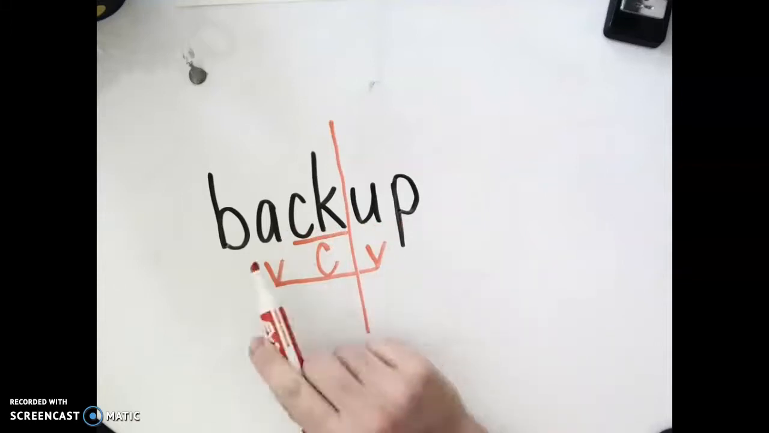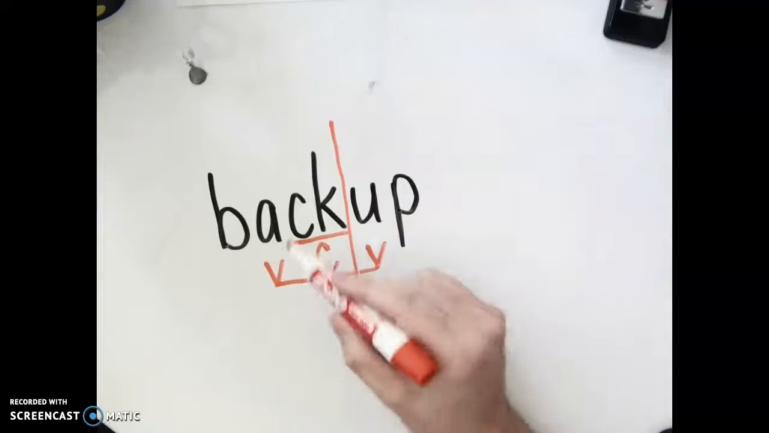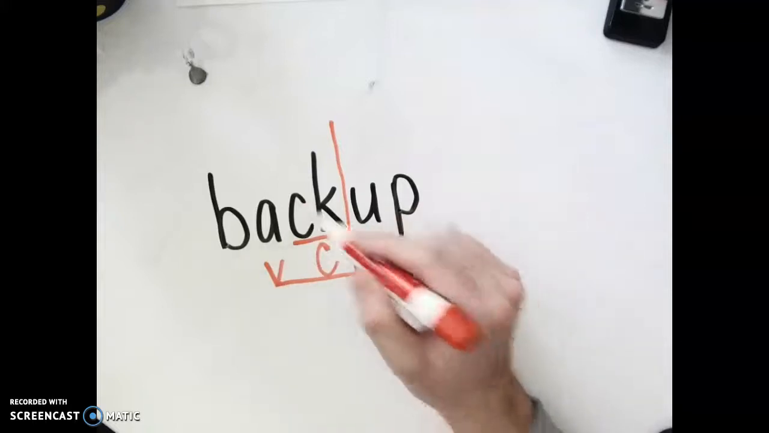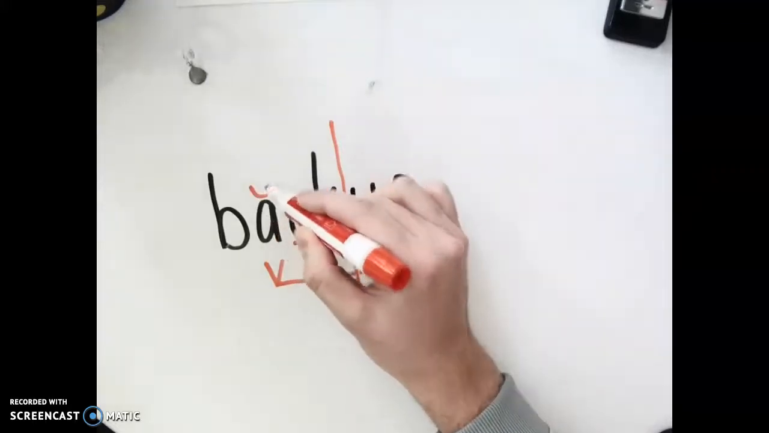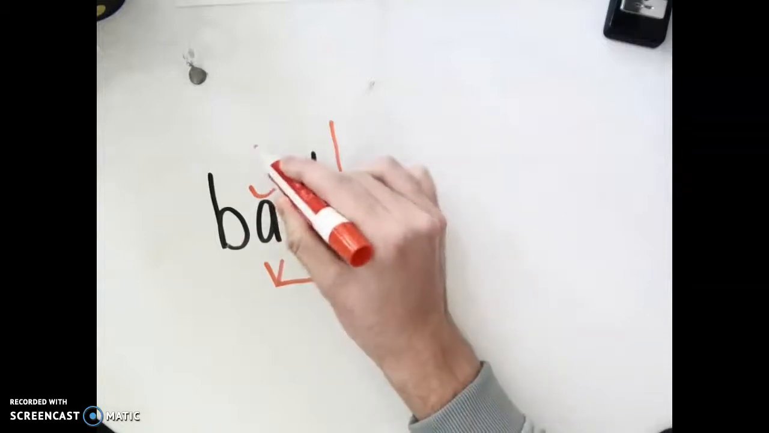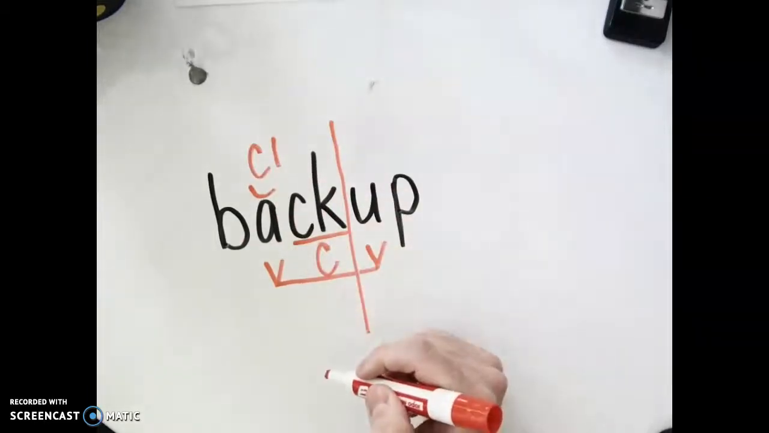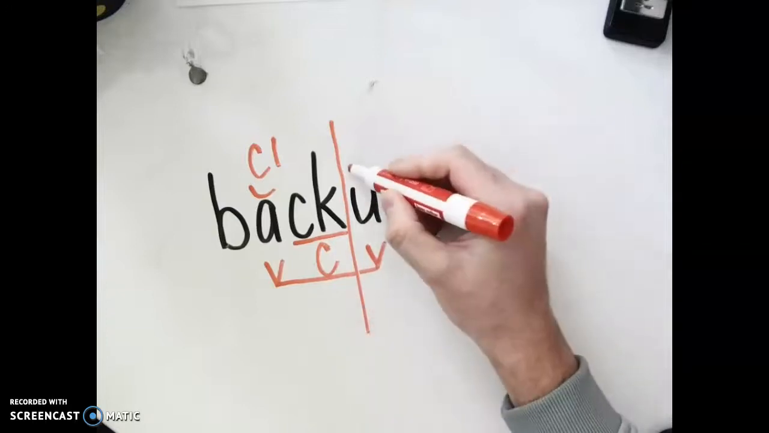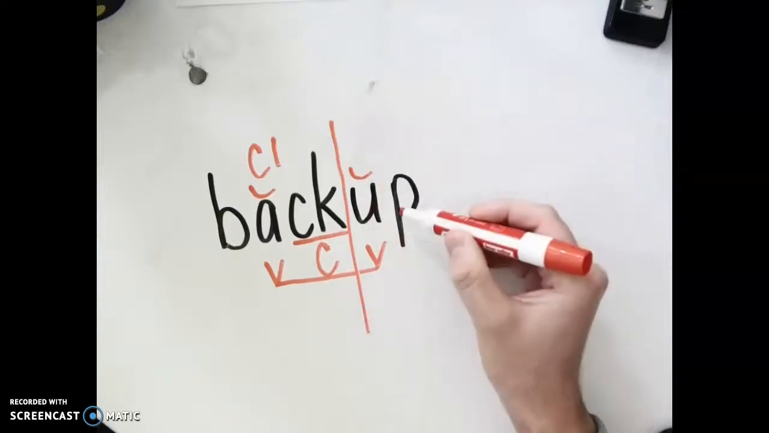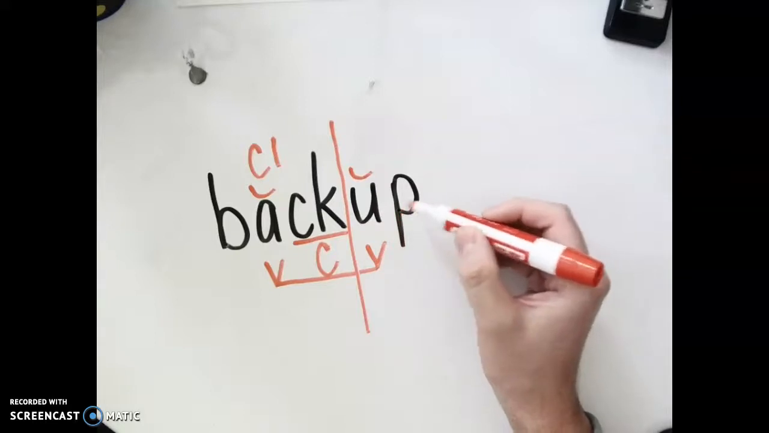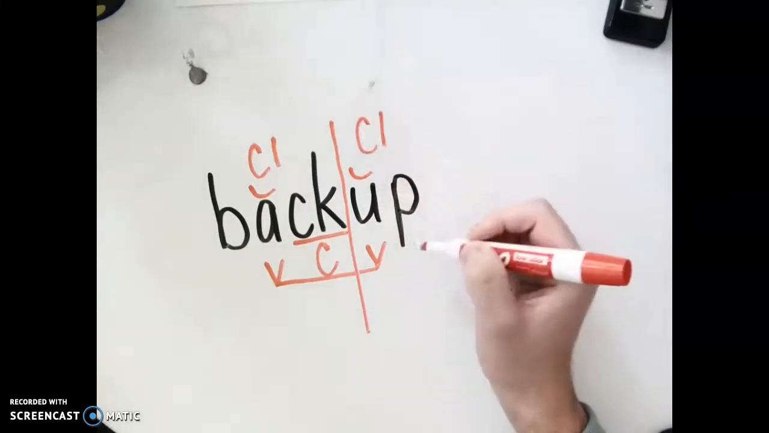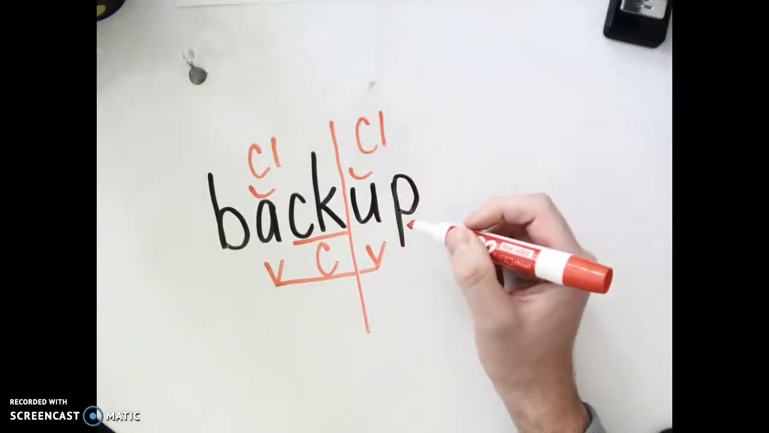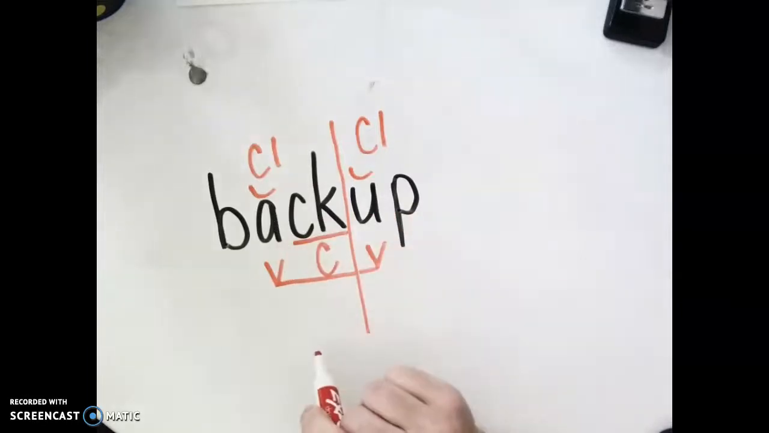Now I have to figure out what kind of syllables they are. In the syllable back, the A is short. It says ah. This is a closed syllable. In up, the U is short. It's not at the end. This is a closed syllable. Closed, closed.